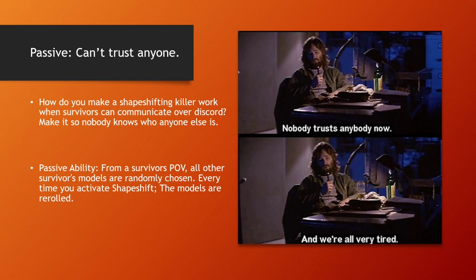So, what is the main problem with a shape-shifting killer in Dead by Daylight? Swf. They can just communicate to each other, "Hey, are you the David running up to me?"